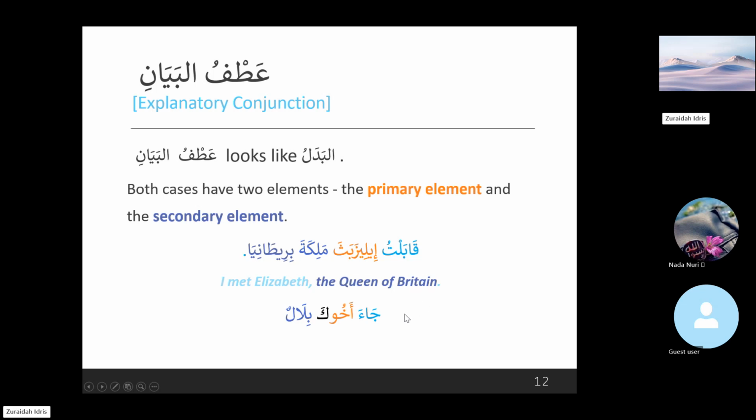Here, ja'a akhuka Bilalun, your brother Bilal came. I've color-coded it, so this would be your primary element and this is your secondary element. Here's the case of atf bayan, and here's a case of badal. So why do we say this? We'll come back to it. What's the difference?